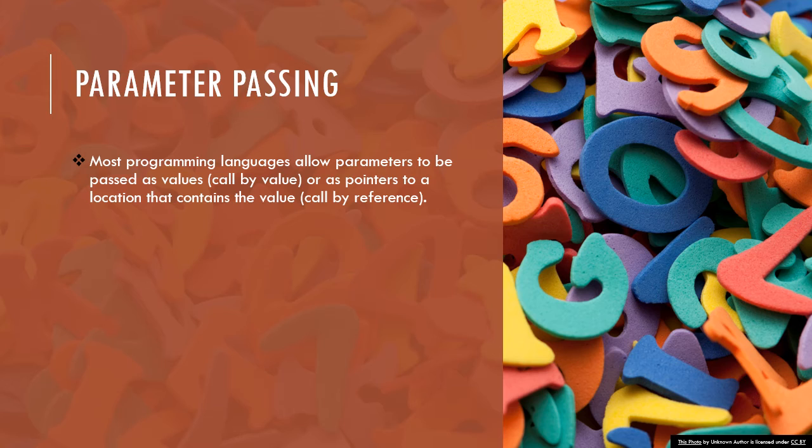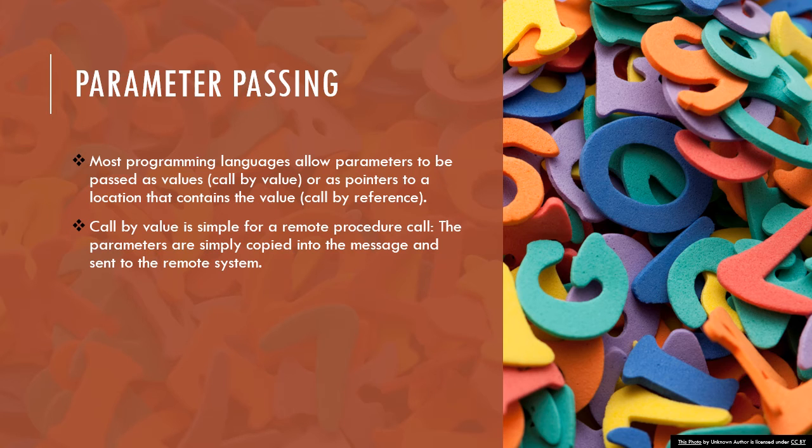Parameter passing. Most programming languages allow parameters to be passed as values, which we refer to as call by value, or as pointers to a location that contains the value, which we refer to as call by reference. If I am passing a variable x by value, I will simply give you the value of x. If I am passing the variable x by reference, I will give you the address of the memory location that holds the value of x.